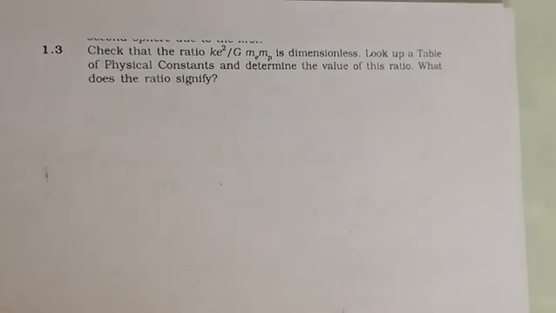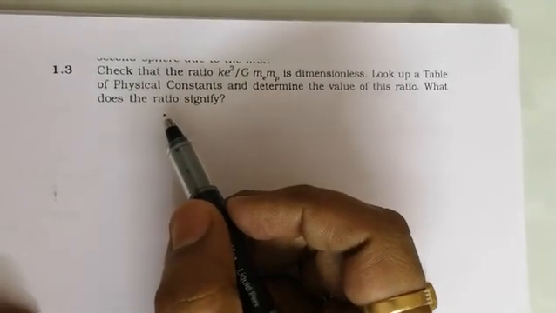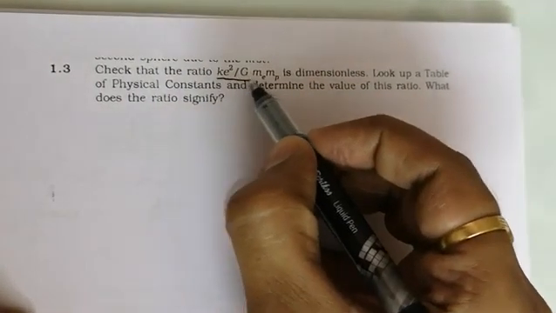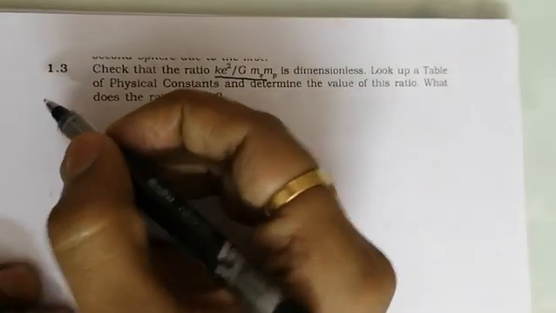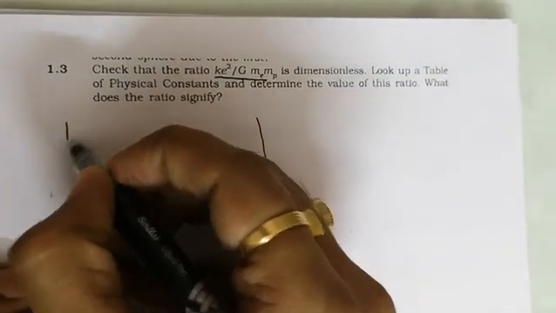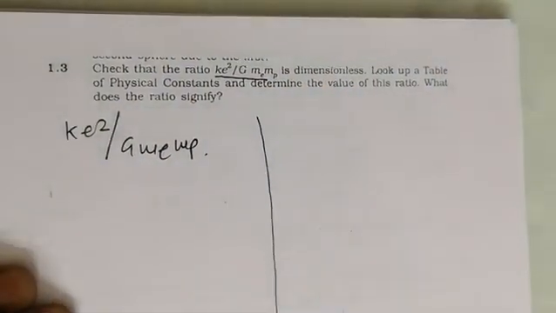Moving further, another important example of this chapter deals with some of our previous important concepts, because in this part we are dealing with some of the physical quantities which we have learnt in 11th science. Check the ratio of K e square, G, mass of electron, mass of proton, and we have to find it out. It's dimensionless. We have to prove that because it is a ratio. So we are just dividing this part. Very first thing is K e square divided by G, mass of electron, mass of proton.